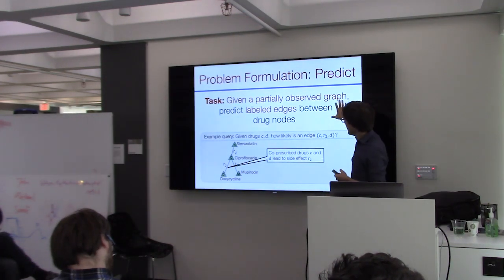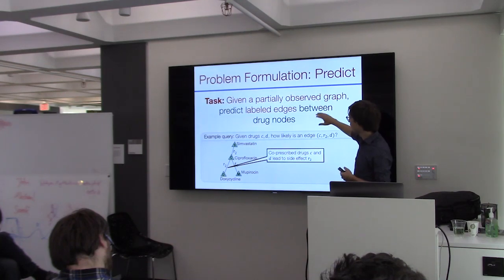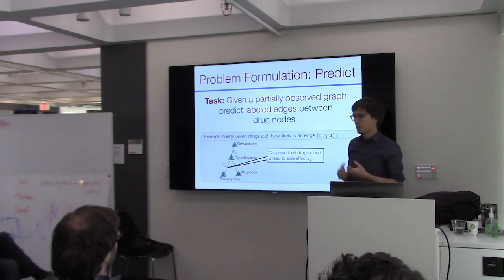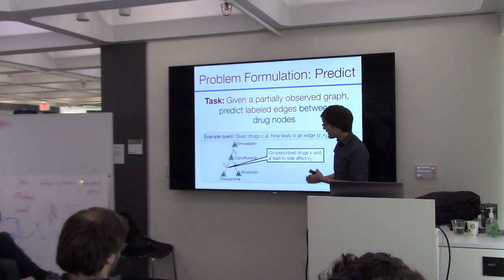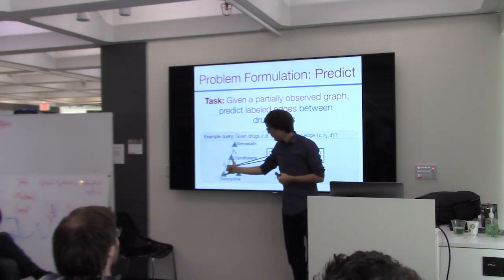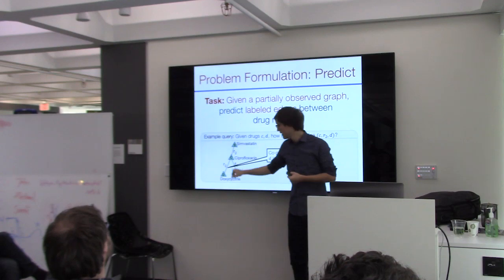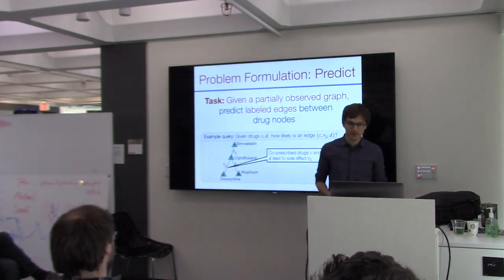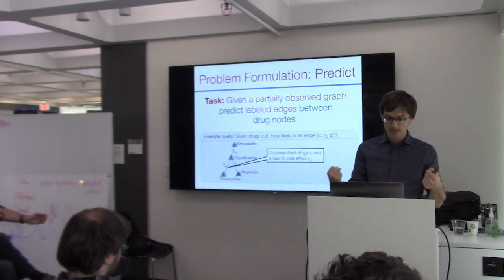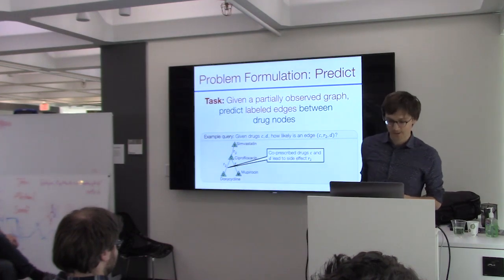So now what is our task? Our task is, given the partially observed graph, predict the labeled edges between the drug nodes, right? So my side effect prediction will say, for a given pair of drugs, do they interact, or are they linked by a given type of side effect? So I need to predict whether there is a side effect and what type of side effect it is.